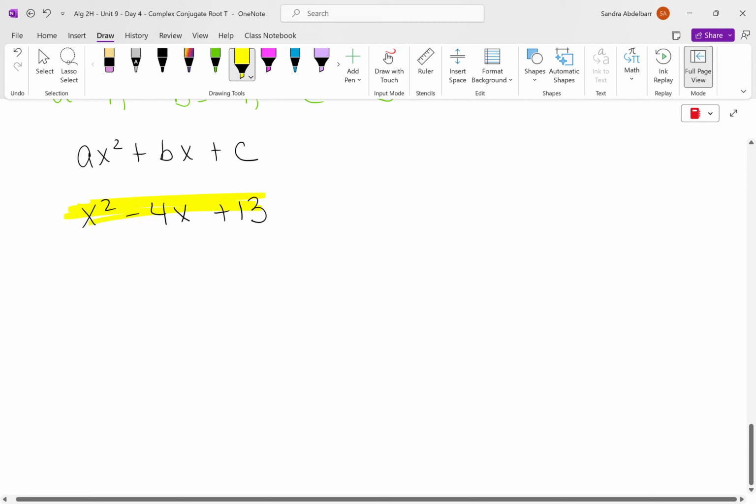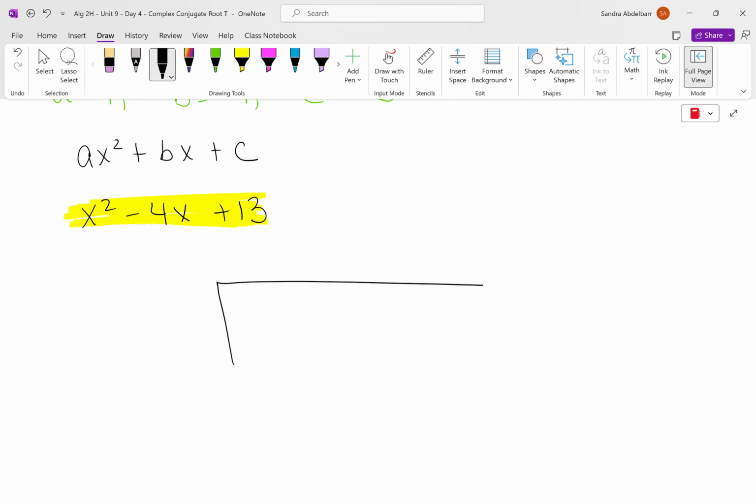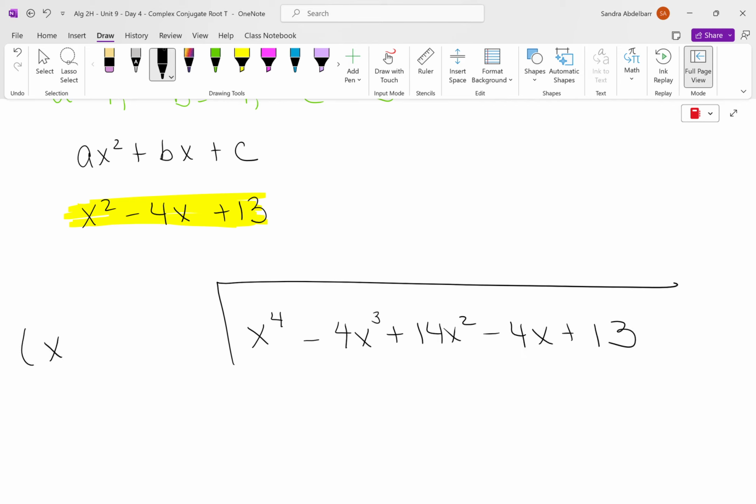What we're going to do now is divide. I'm going to take this and the original and divide them. Long division. So we have x to the fourth minus 4x to the third plus 14x squared minus 4x plus 13. And we're going to divide that by x squared minus 4x plus 13.